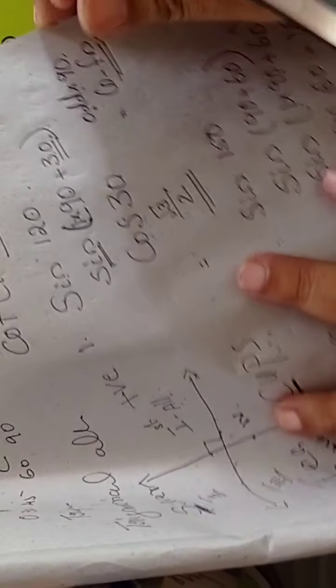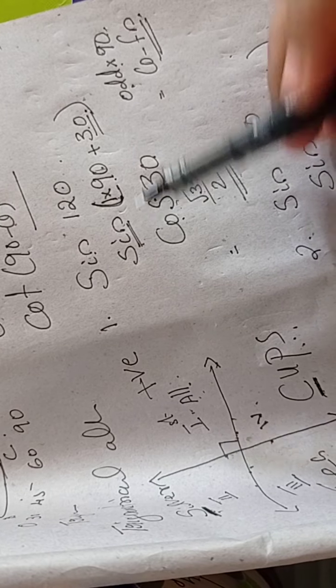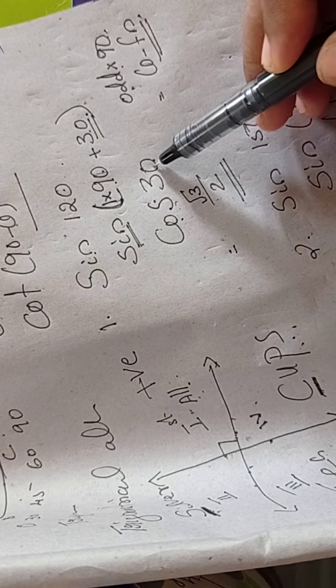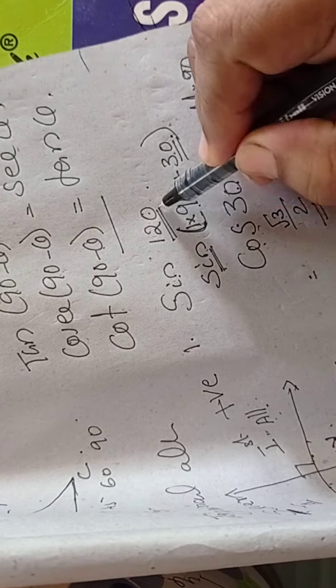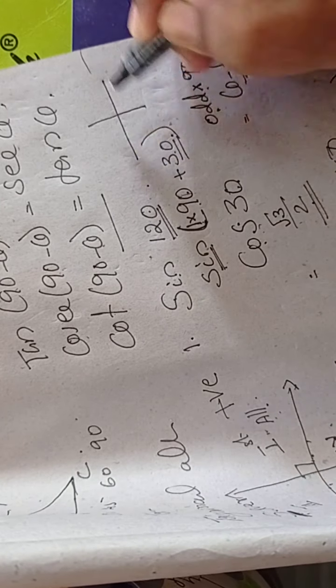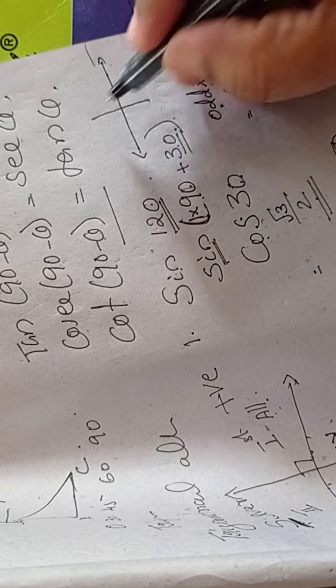Here, one more thing to remember. All of you look at the first question. Here cos 30 is root 3 by 2. But one more thing, listen. 120 lies in which quadrant? That point is very important here.